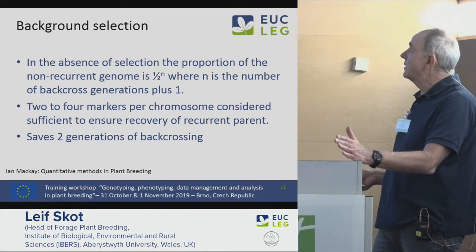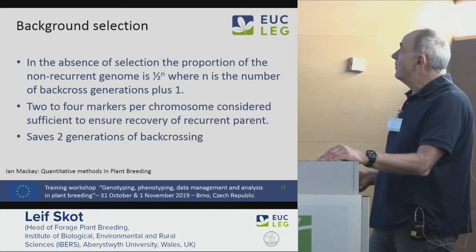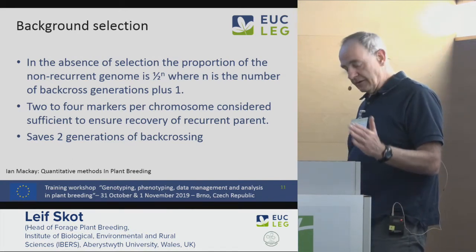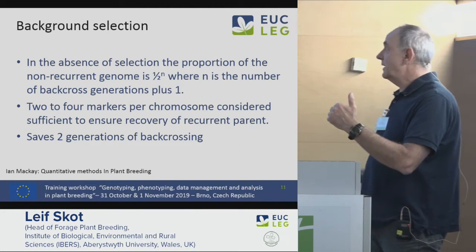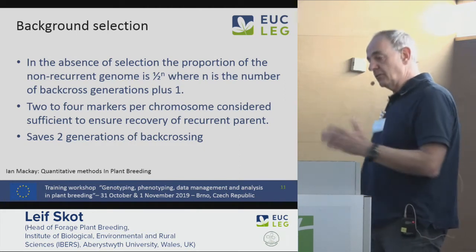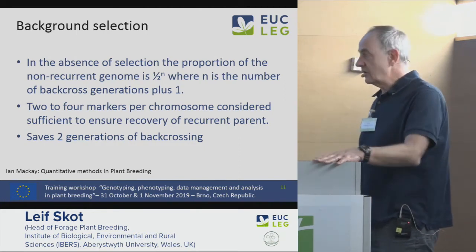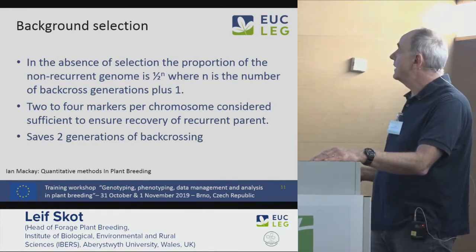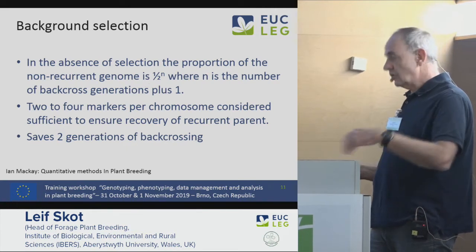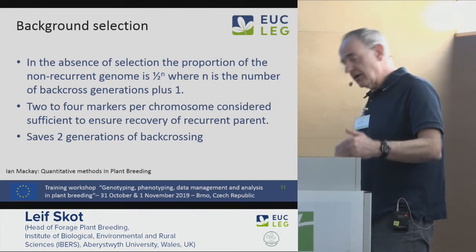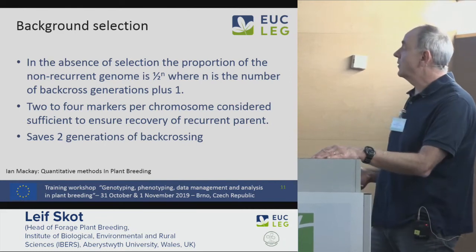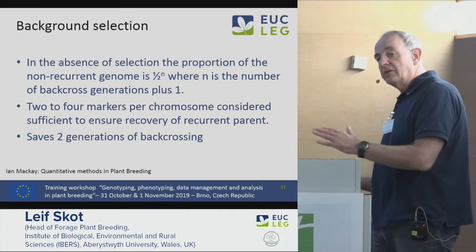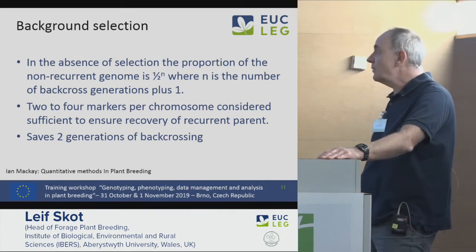So in background selection, if you don't do any selection and you keep backcrossing, there is the traditional equation of a half to the nth, so you go from 50% to 75% to 87 point something and so on. So after 6 or so generations, you are well up in the 90s of recovery of your recurrent parent.